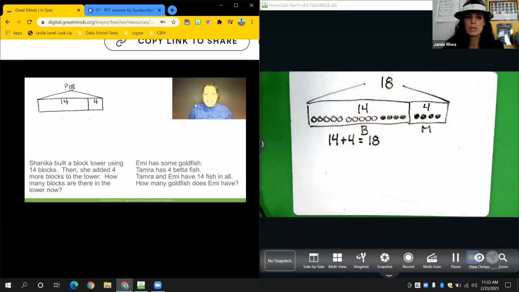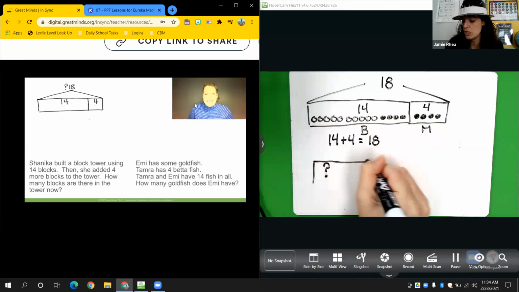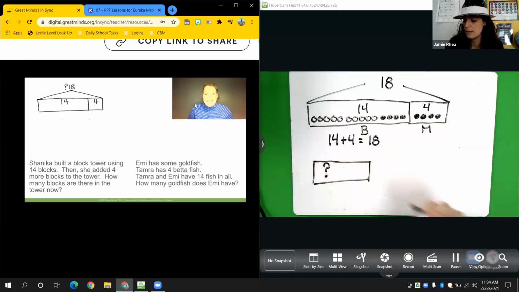Now let's go back and look at our second word problem. Emmy has some goldfish. Tamara has 4 betta fish. Tamara and Emmy have 14 fish in all. How many goldfish does Emmy have? Now I'm going to draw it down here so we can see them side by side, okay? So Emmy has some goldfish. We don't know how many goldfish she has. We just know that she has some, okay?